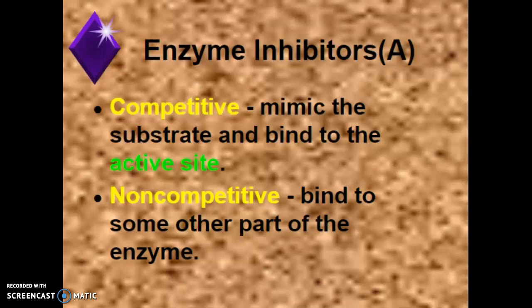Enzyme inhibitors, remember we're talking about things that impact enzymatic function. Enzyme inhibitors are going to reduce the effectiveness of enzymes. We've got competitive inhibitors that are going to bind to the active site. They're going to mimic the substrate. They're going to inhibit the ability of that enzyme just because the active site is full.